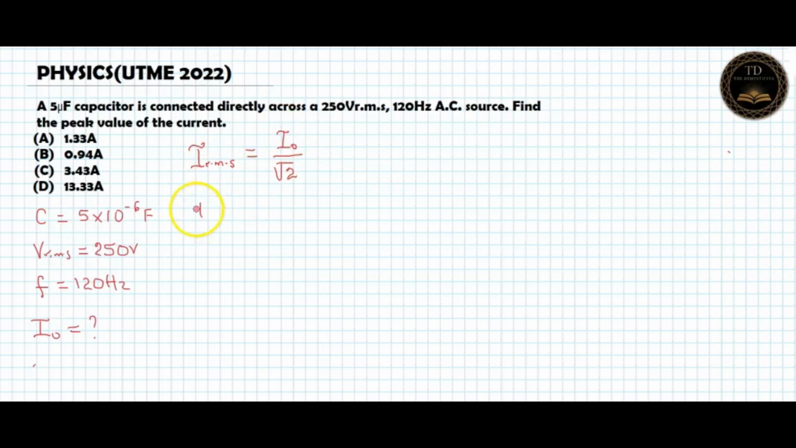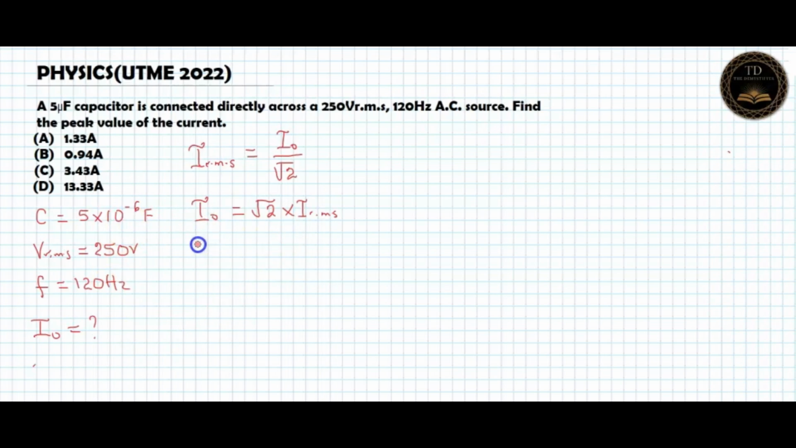Recall that this formula connects our peak current to this. So to get our peak current, we cross multiply. We'll have the square root of 2 times the root mean square current. Basically we need our root mean square current to be able to get our peak current, but we do not have it. So we also need to look for a formula that connects it to what we have.